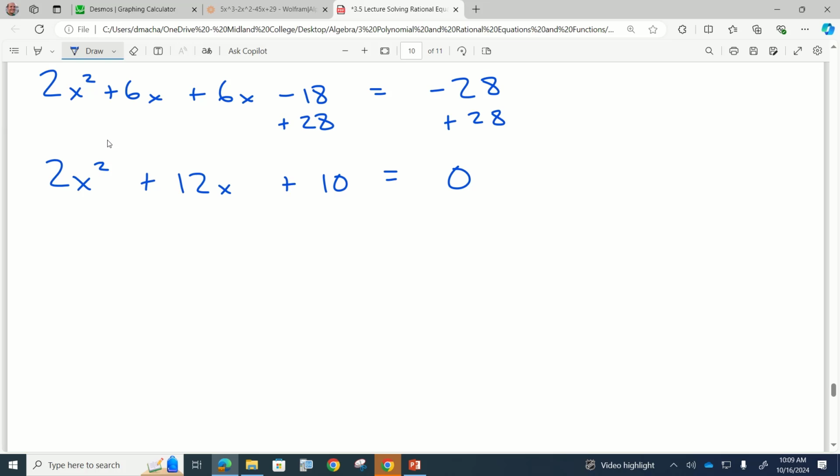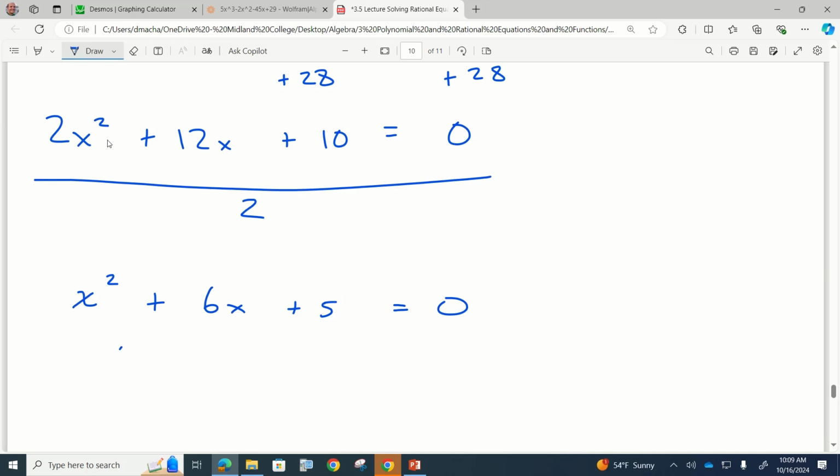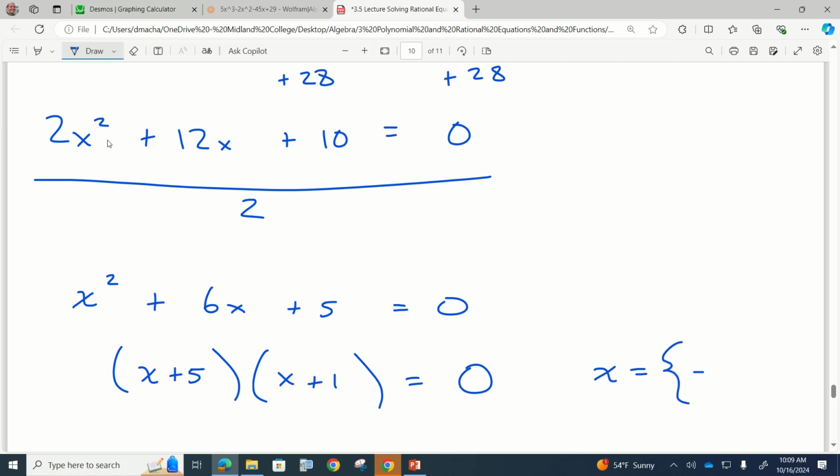Before I try to factor the left side, can I make it easier on myself? I could divide by 2 and get x squared plus 6x plus 5 equals 0. And then now how does that left-hand side factor? x plus 5 times x plus 1. And that means my two solutions to this equation are -5, perfect, -5 and -1.